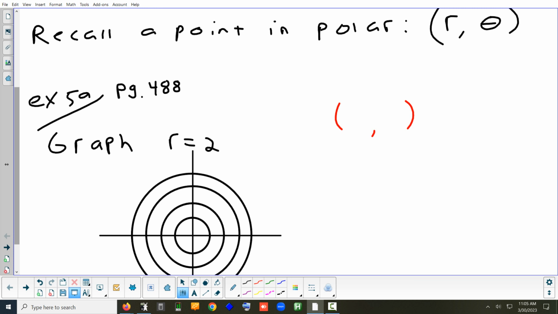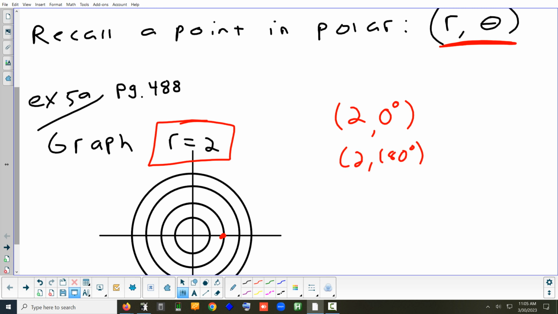Can somebody give me a coordinate? It has to be in this format, but it has to be on the graph of that shape. What would be a coordinate that you could plug into that equation and it would work? Yeah? 2, 0. All right, so 2, 0 is one point. There's one point on your graph. What's another point? 2, 180. Okay, I'm just going to graph some points and see if we can figure it out. There's another point on your graph.